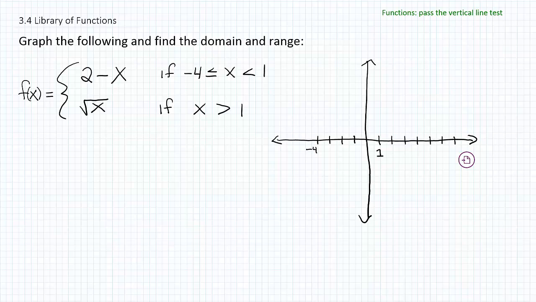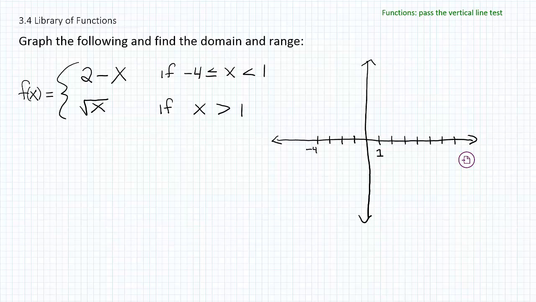All right, in this video, they want us to graph the following function and find its domain and range. When we look at f of x, you can see it's a piecewise function. Basically, they're defining the function across the x-axis from -4 to positive infinity, but the portion of the function from -4 to 1 is different from the portion that goes from 1 to positive infinity. So let's go ahead and graph this function.